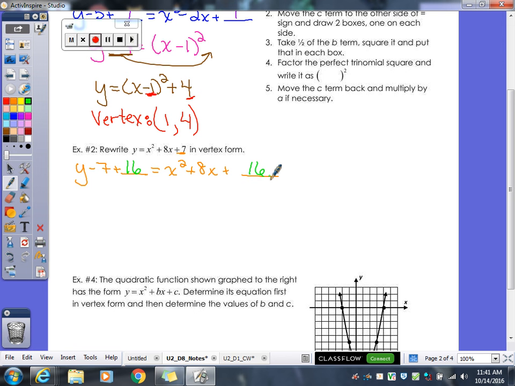So over on my left side here, negative 7 plus 16 gives me a y plus 9. Combine my like terms there. Over on the right side, how would that factor? Yep. X plus 4 squared. So again, since we're just trying to put it in vertex form, I'm going to bring my 9 back over to the other side by subtracting it. So I'd get x plus 4 squared minus 9. That would be my vertex form.